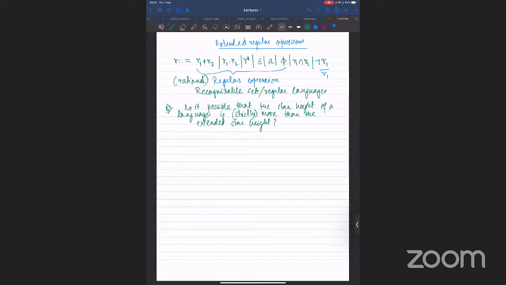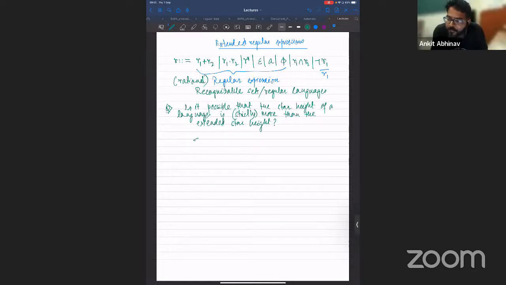So what is the immediate language that comes to your mind which has star height 1? The first language that comes to your mind. What is that? A star.